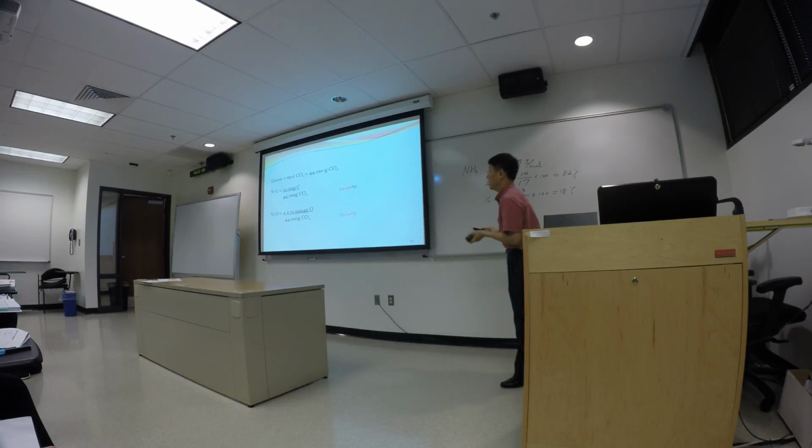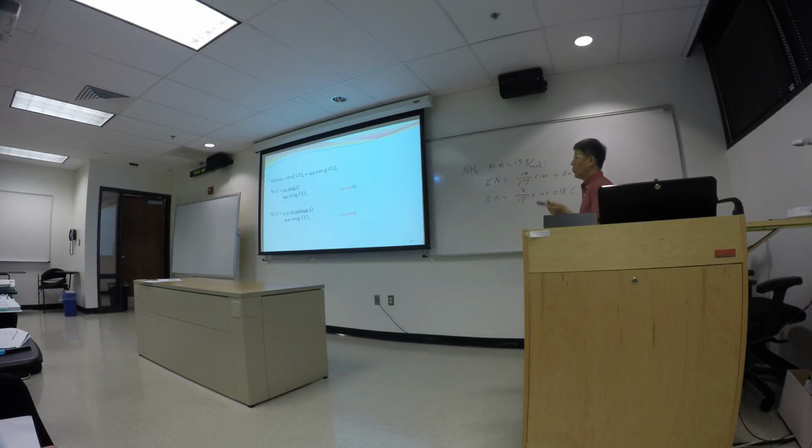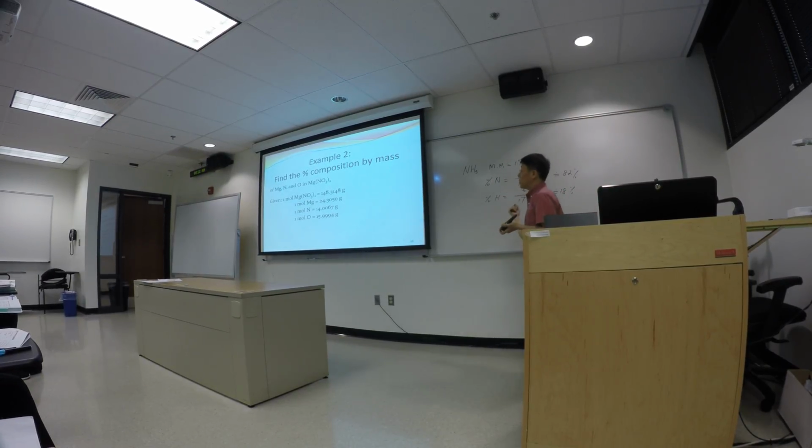So this is how we determine it. We could have a compound that has more than 2 elements involved, and you find the percentage by mass of each element in the same way, using the same equation. This is the part where we need you to be able to do calculation. Here's an example: we ask you to find the percent composition by mass of magnesium, nitrogen, and oxygen. Now, NO3 is a polyatomic ion, one of the 16 that we need you to memorize. What's the charge on NO3?